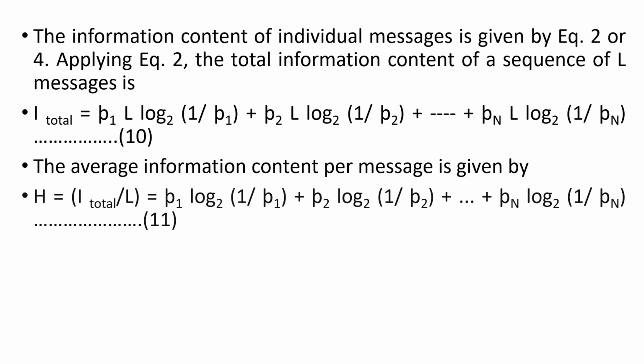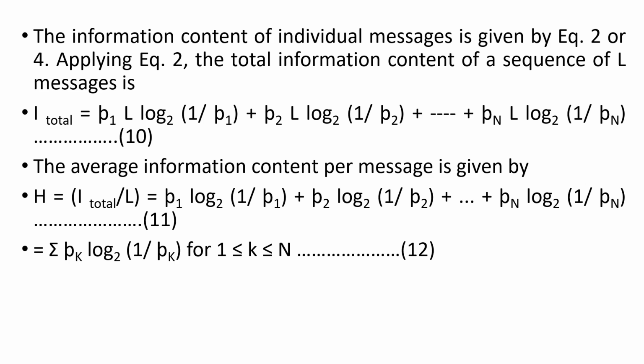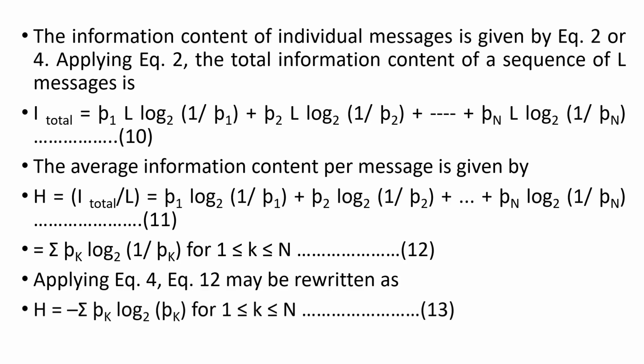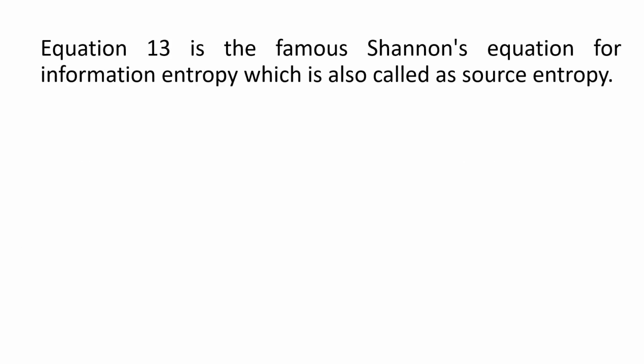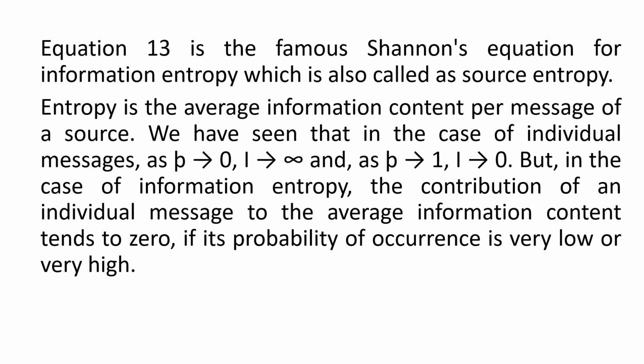All else will be cancelled out here and it will give P1 log 2 1 by P1 plus P2 log 2 1 by P2 plus up to Pn log 2 1 by Pn. Equation 11 is equal to summation pk log 2 1 by pk for 1 less than or equal to k less than or equal to n. Applying equation 4, equation 12 may be rewritten as H equal to minus summation pk log 2 pk for 1 less than or equal to k less than or equal to n. Now equation 13 is the famous Shannon's equation for information entropy, which is also called source entropy. This is the equation for information entropy.